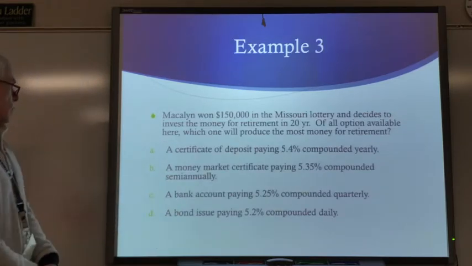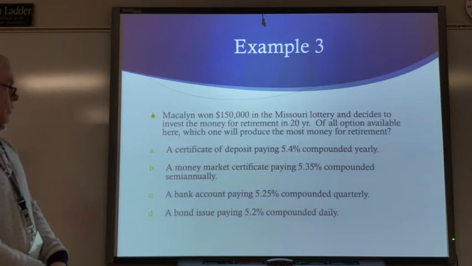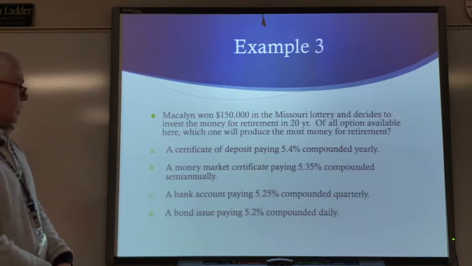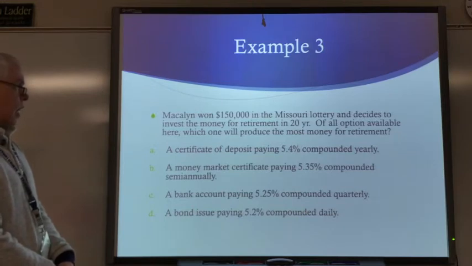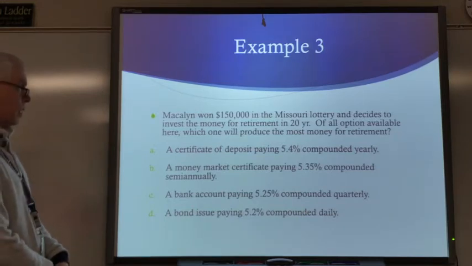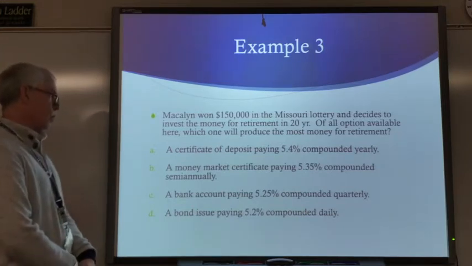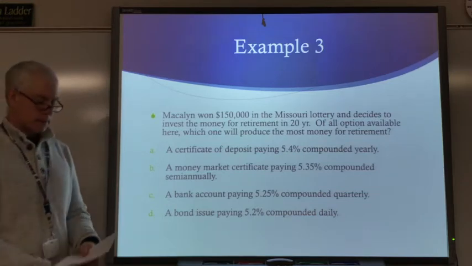All right, so Macklin won $150,000 in the Missouri lottery and decides to invest the money for retirement for 20 years. Of all options available here, which one will produce the most money for retirement?